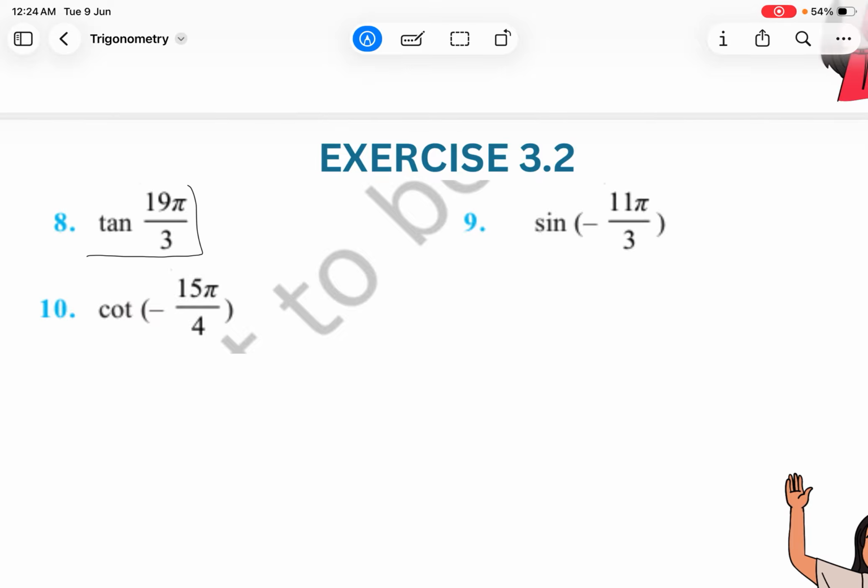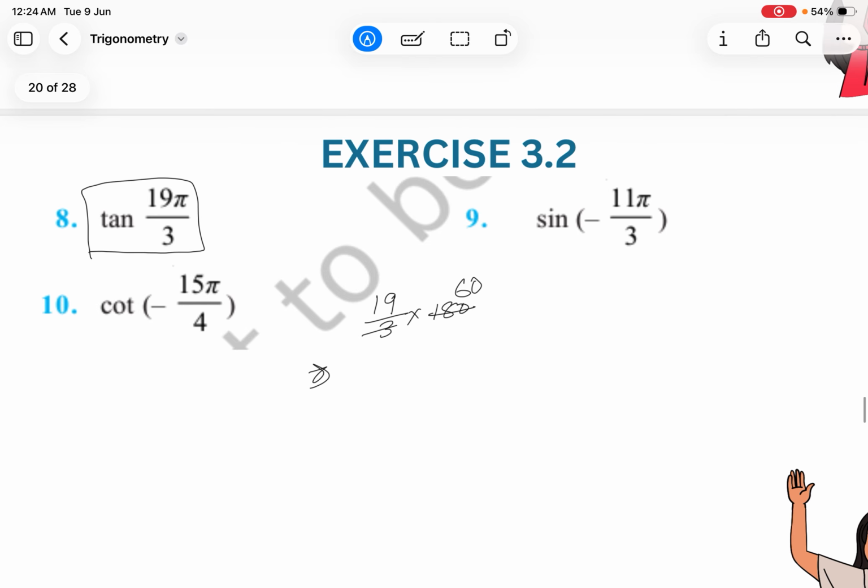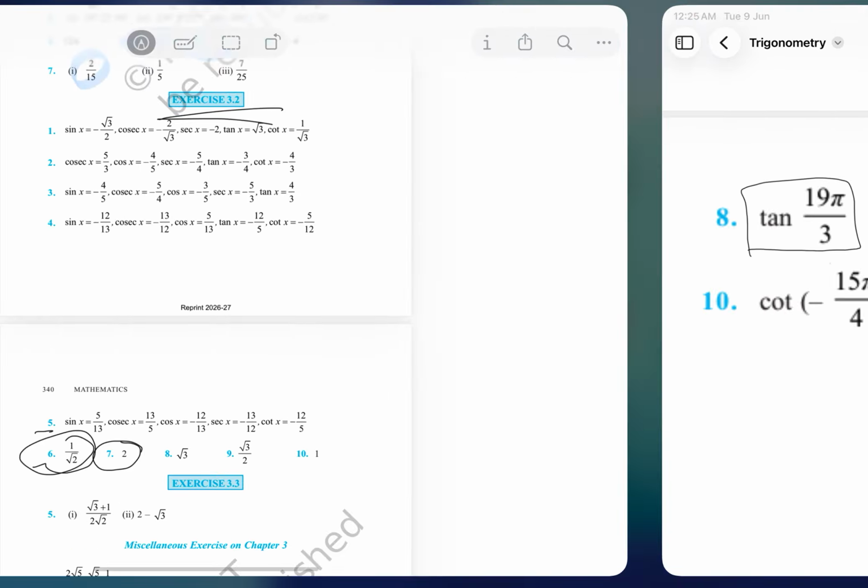So now tan 19 pi by 3. It means 19 by 3 into the value of pi, 180. It means this is 60. So 19 into 60, we have 1140 degrees, right? So we know 1140 degrees.